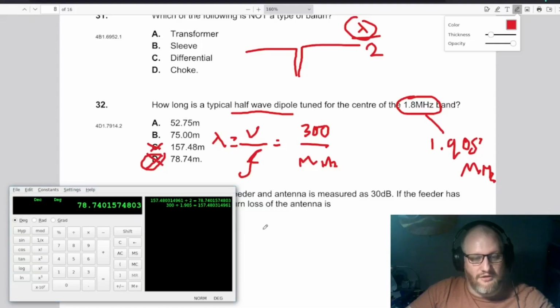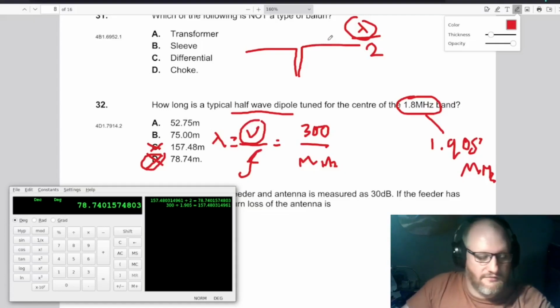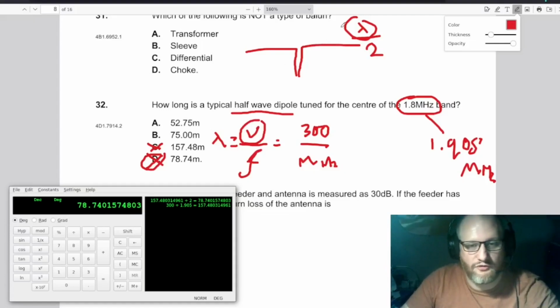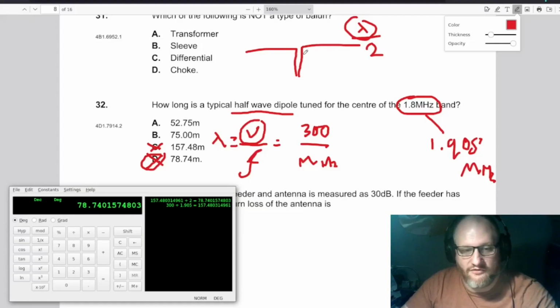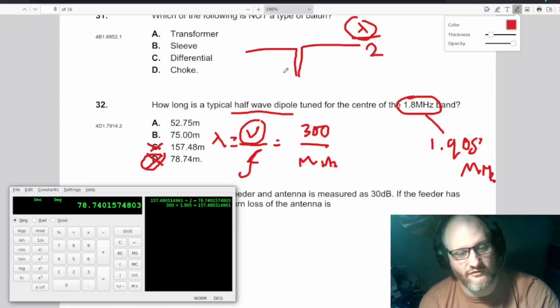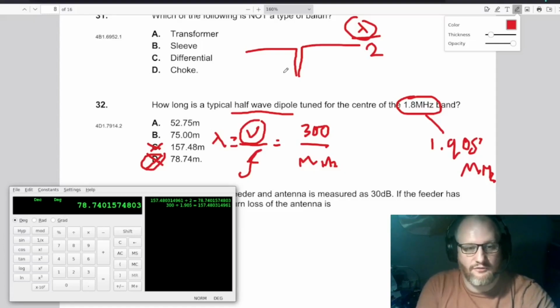And the reason that it's wrong is because of this V, this velocity that we've chosen for calculating our wavelength. Now, that is the velocity of a radio wave in free space. However, our antenna is not made up of free space, it's made up of some kind of metal wire, and the speed of a radio wave through that material is going to be slower than it is through free space, and we express that as the velocity factor. So a material might have a velocity factor of 0.9, which means that radio waves travel through it at 90% of the speed that they would travel through free space.